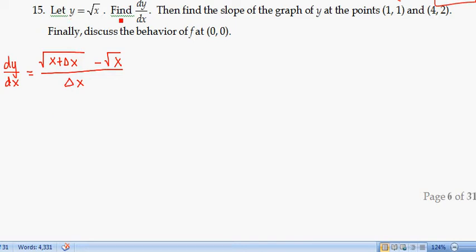Okay, we're asked to find the derivative. This is a new notation, but we're just asked to find the derivative of the square root of x. So we're applying that same definition. Oops, almost forgot my limit there. Okay, so it's the same definition. This question is just asked using a different notation to get you comfortable with using a new notation.